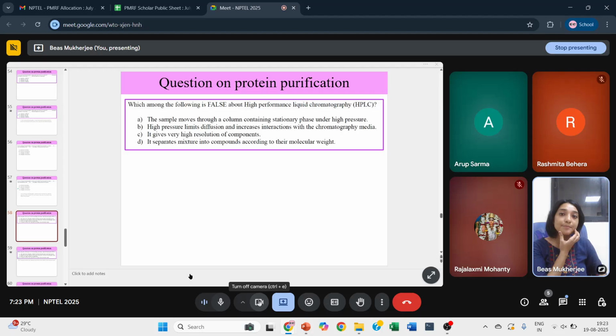The sample moves through a column containing stationary phase under high pressure. High pressure limits diffusion and increases interaction with the chromatography media. It gives very high resolution of the components. It separates mixtures into compounds according to their molecular weight. Very straightforward.